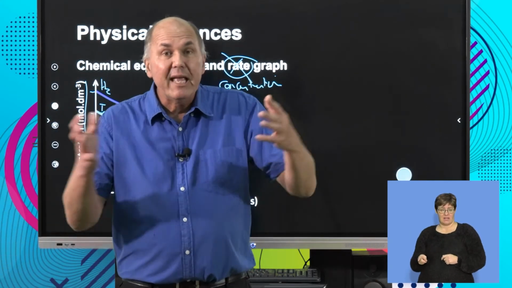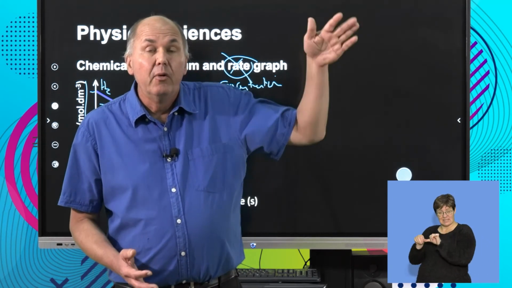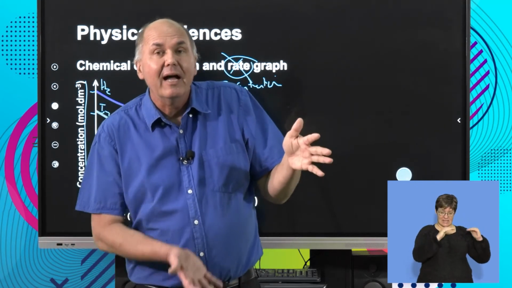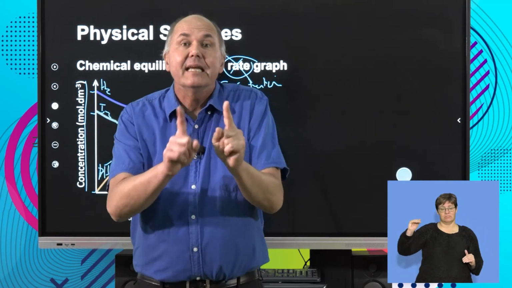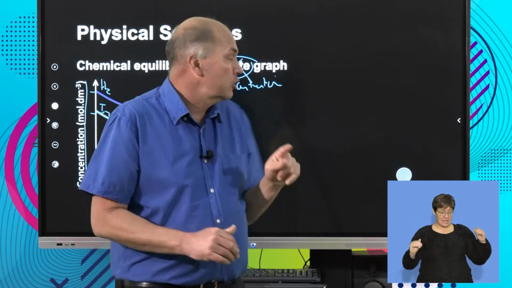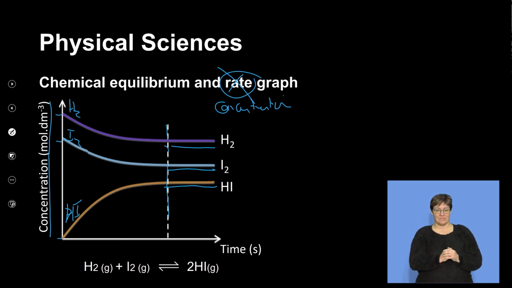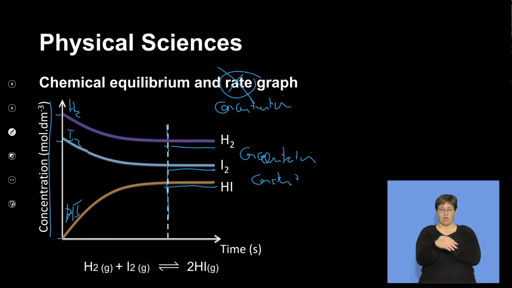But as the reaction proceeded, the reactants, the hydrogen and the iodine, decreased, and the hydrogen iodide increased. They didn't get to the same amount, but they got to a constant. So they're parallel to the time axis. And at this point, we would say the concentrations are not equal, concentrations are constant. They're not changing anymore. And because of that, we would say from this point onwards, they're in equilibrium.